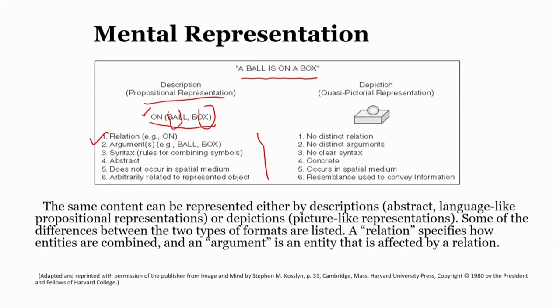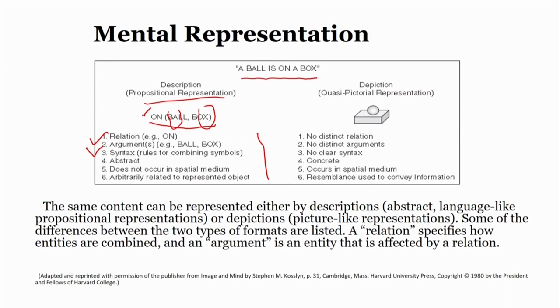So, the ball is on the box. If I represent it through propositions, in terms of propositional representation, it should have a relation. How the two ideas are connected together, and the relation here is on. Second, an argument. What representations or what ideas are connected? I have a connector on which is connecting two ideas, but what are the ideas which are being connected? The ball and the box.